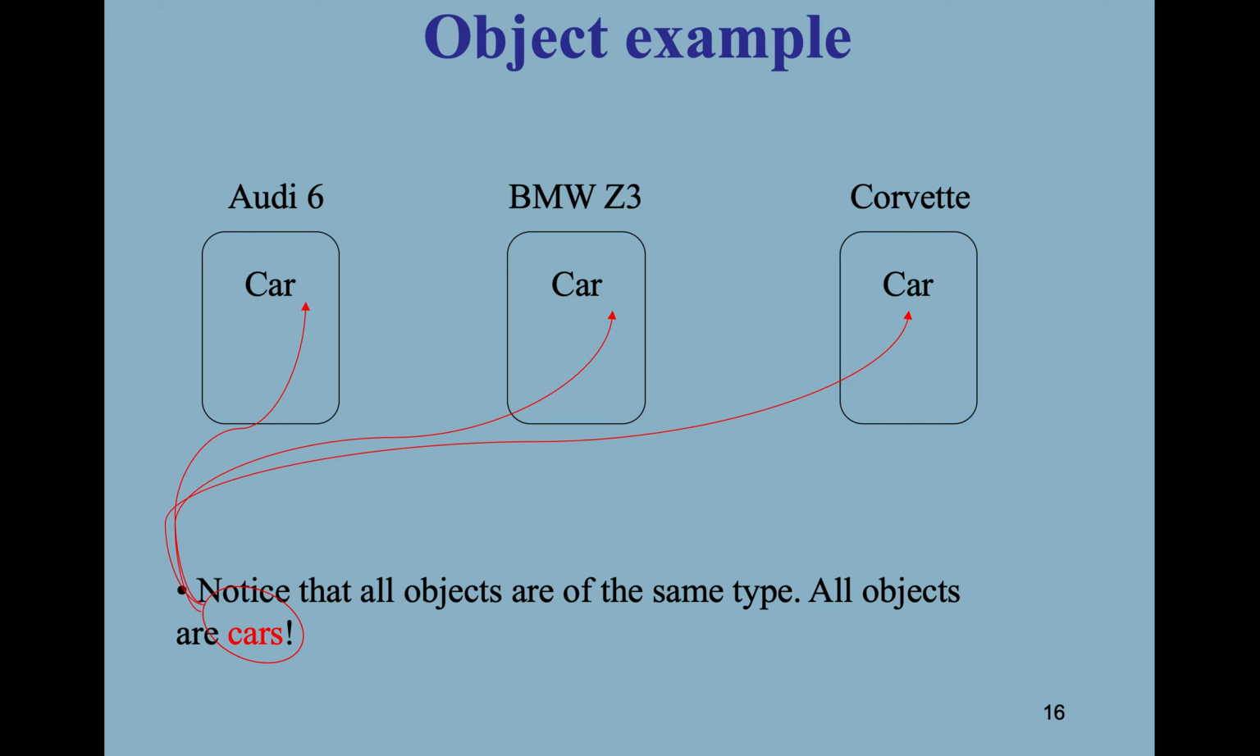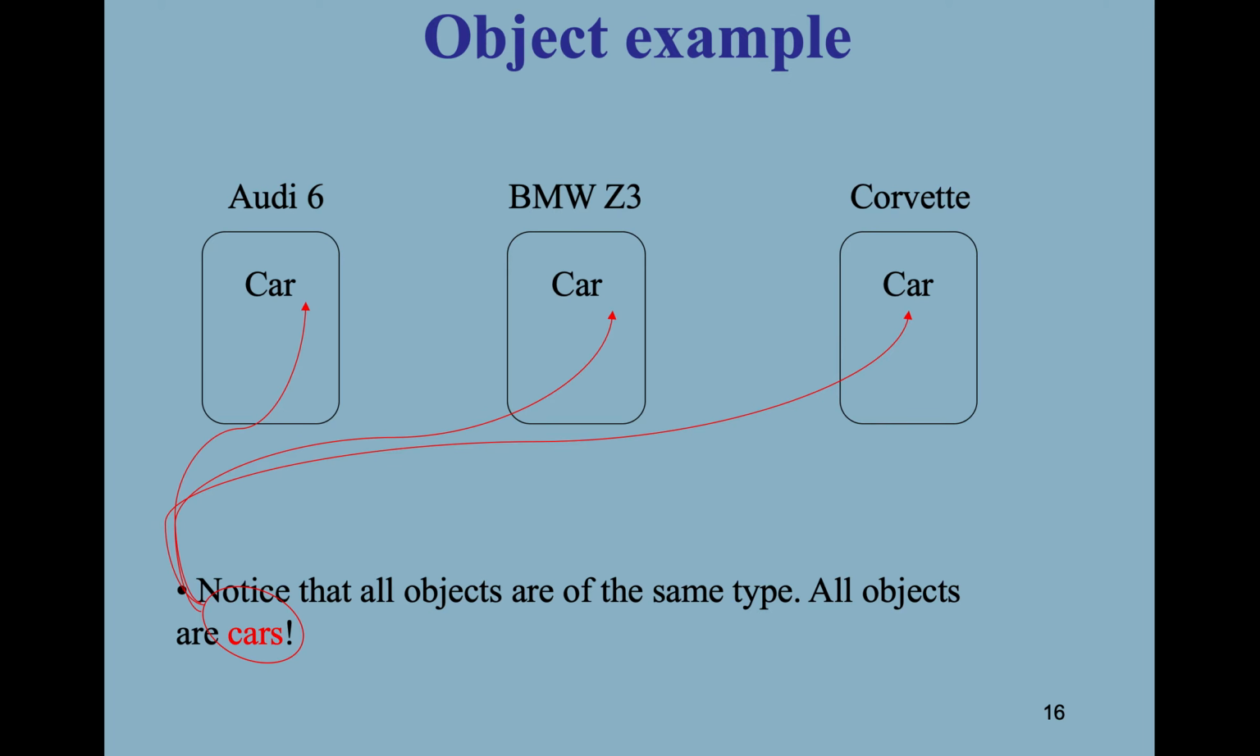So in Java, we have an is-a, so a car or an Audi 6, or well, these are old models, a BMW Z3, well, it's not too old, is an instance of or is a car. So notice that all objects are the same type. All objects are cars, but they're different inherited versions of the car. So they're all of the same object type.